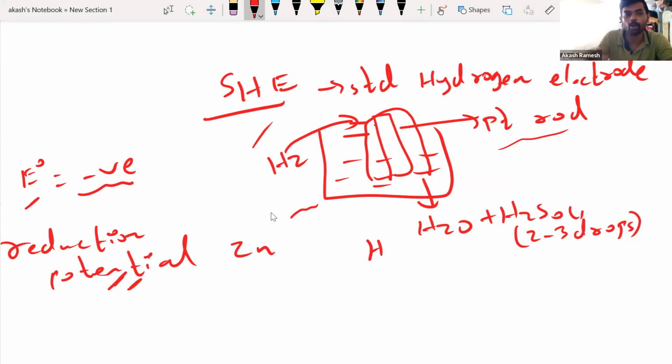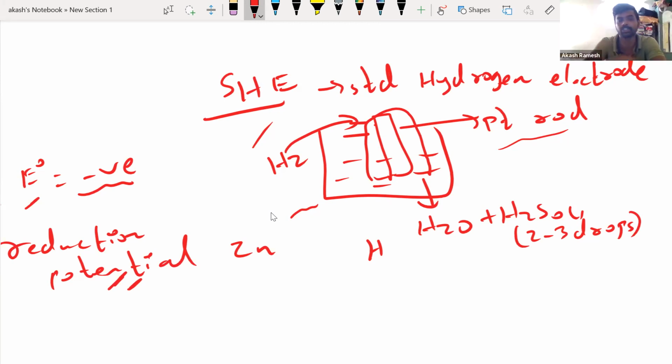Now tell me, from whatever previous knowledge we studied till now, which has to be used as cathode, which has to be used as anode? Think about it and tell me. I have zinc and hydrogen. Which should be used as cathode, which should be used as anode? Hydrogen as anode and zinc as cathode.